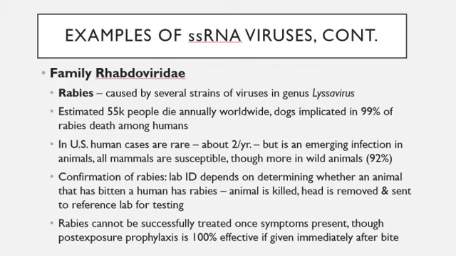So the animal is killed, the head is removed, and that head of the animal is sent to a reference lab for testing. Rabies cannot be successfully treated once symptoms present, though post-exposure prophylaxis is 100% effective if given immediately after the bite. So even if a rabies case is suspected, you go ahead and start giving the post-exposure prophylaxis just to be on the safe side. Even if that animal comes back negative for rabies, that patient is more than likely going to be started on those post-exposure medications just to be on the safe side.